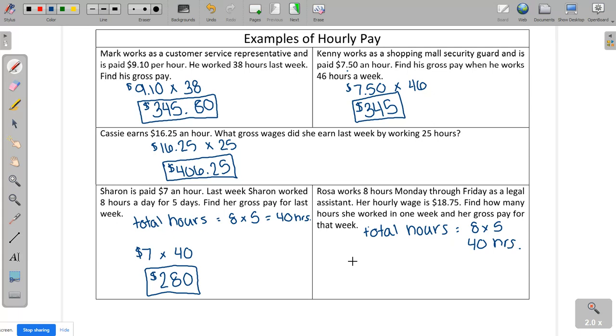Now let's find her gross pay. We're going to take the hourly wage, $18.75, and multiply by the total hours. So multiply by 40. When we multiply this out, she gets $750.